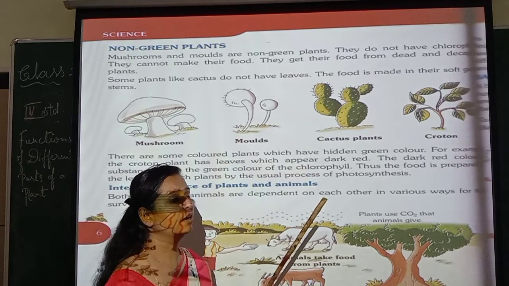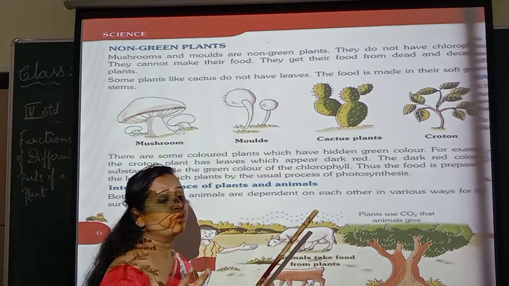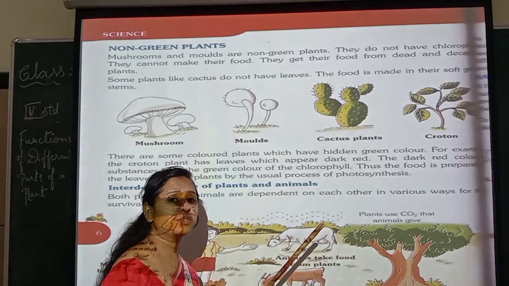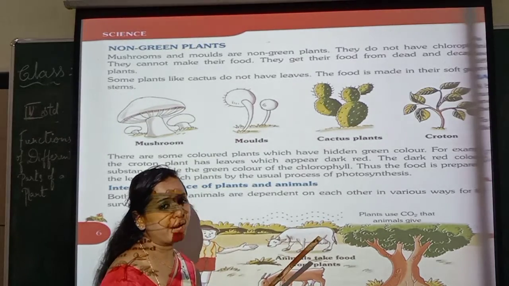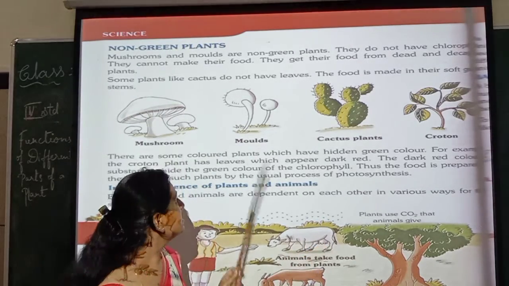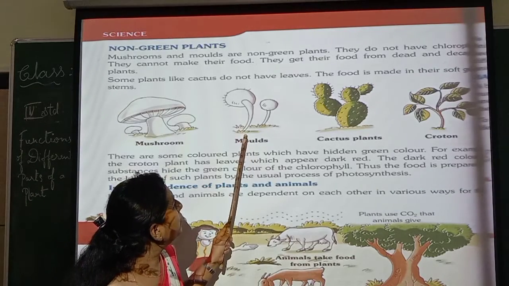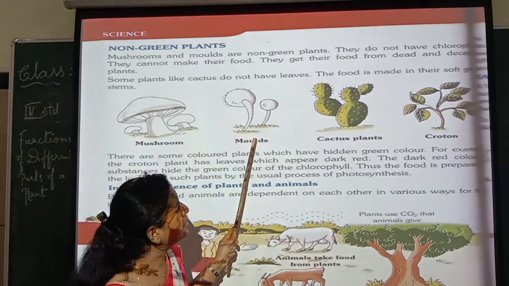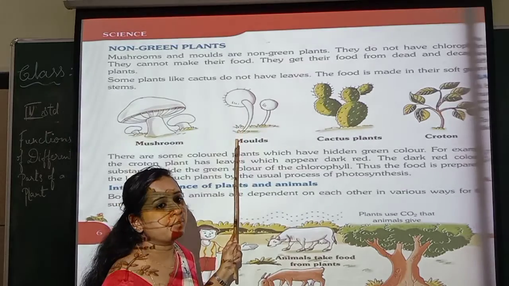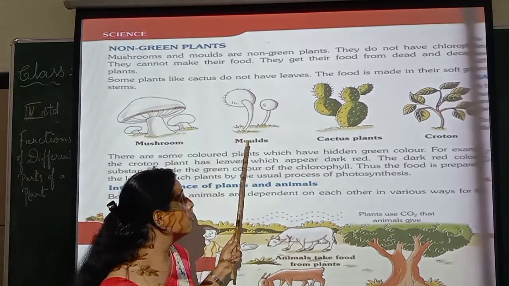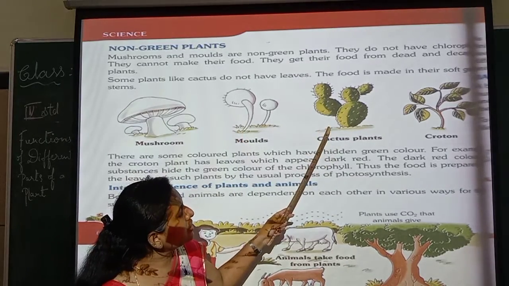Mold means you can see it on food after 4-5 days, on some bread and biscuits. That is called mold. It grows on dust particles.